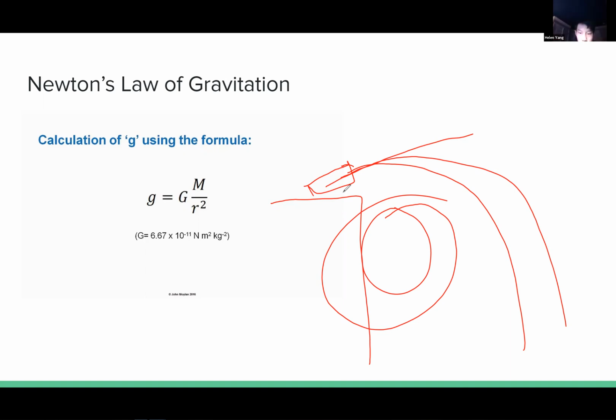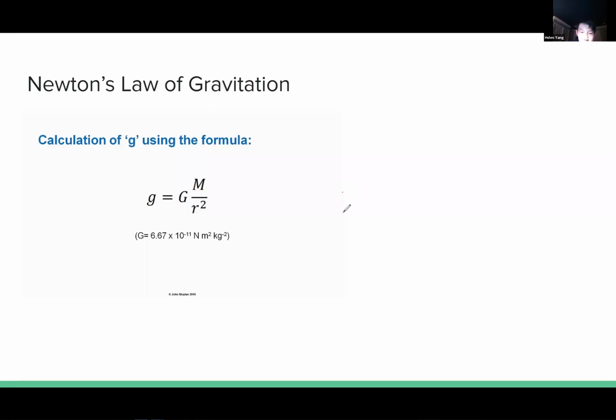For that, you would need the escape velocity. So let's say a rocket, for example, is leaving Earth. You would need to find the escape velocity to see how fast we need to go in order to leave Earth. So you could use energy conservation. It would be K initial plus the initial potential is equal to the final kinetic plus the final potential.